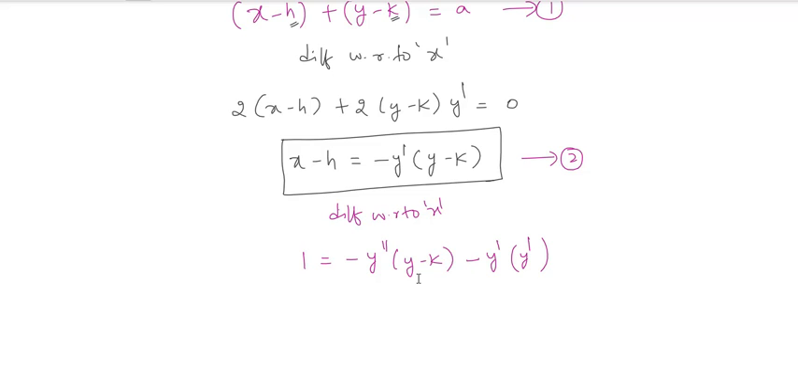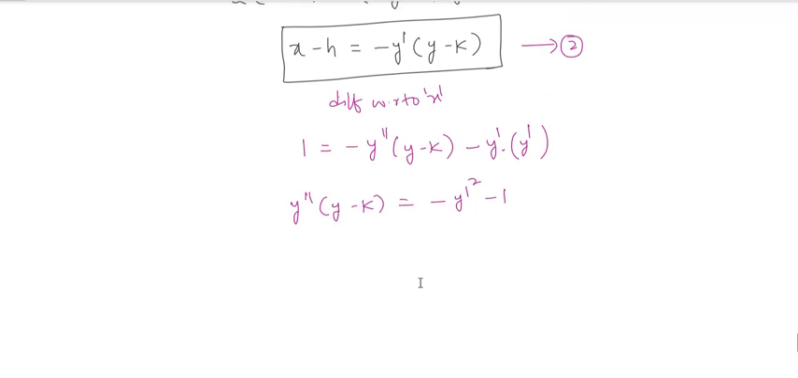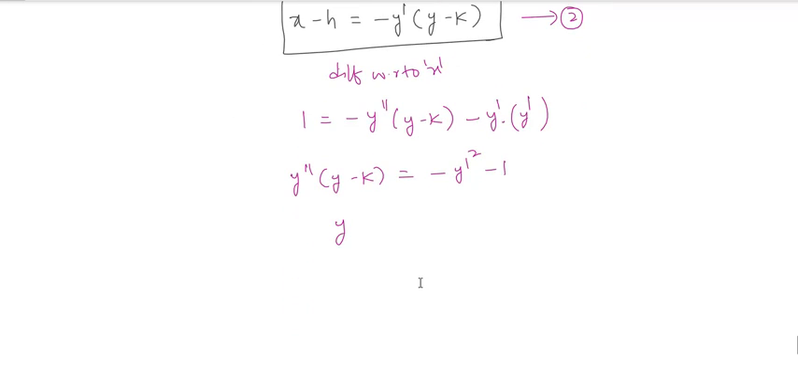Yes. So from this, if I simplify it, you can take y minus k. So for getting that y minus k, what I have to do is y double dash into y minus k is equivalent to minus y dash square, y dash into y dash square. This minus 1 will be there. From that, what is my y minus k? Y minus k is equivalent to minus, taking this as common, minus 1 plus y dash square divided by y double dash.